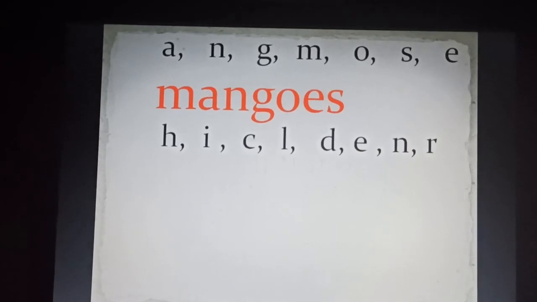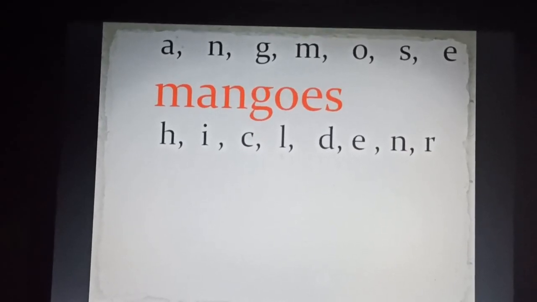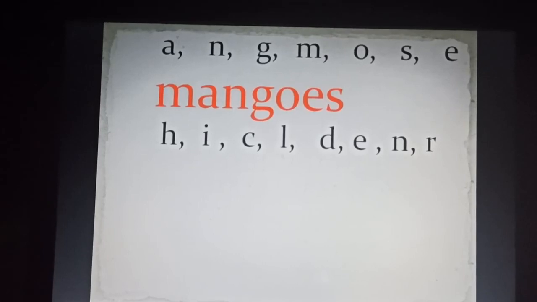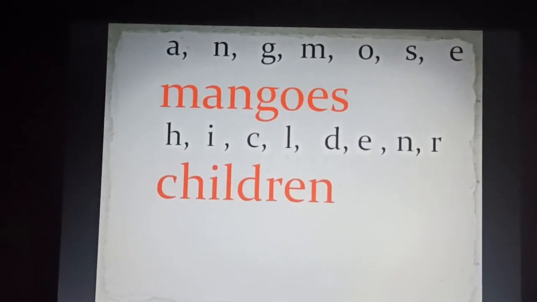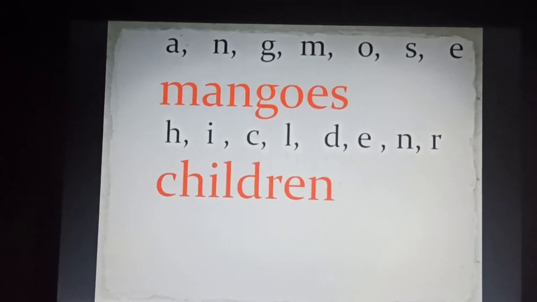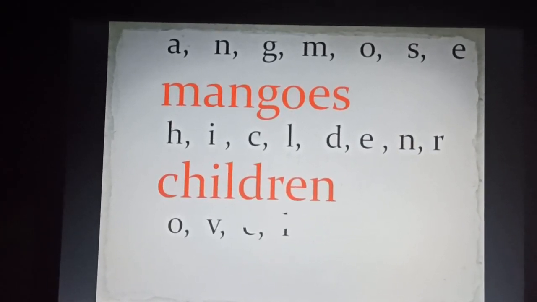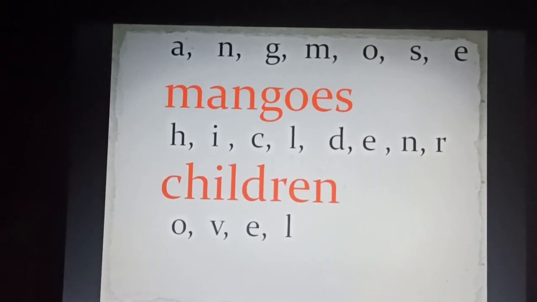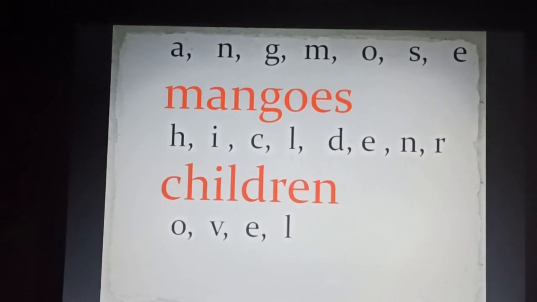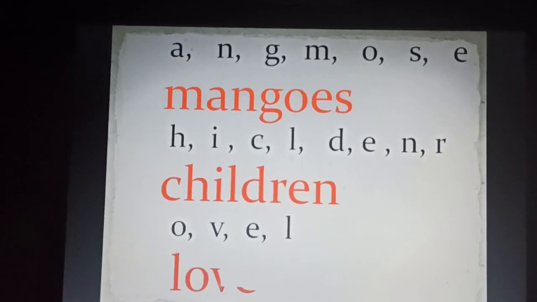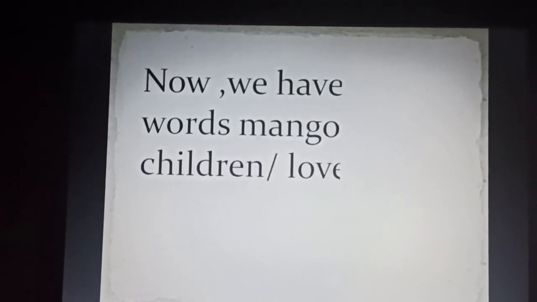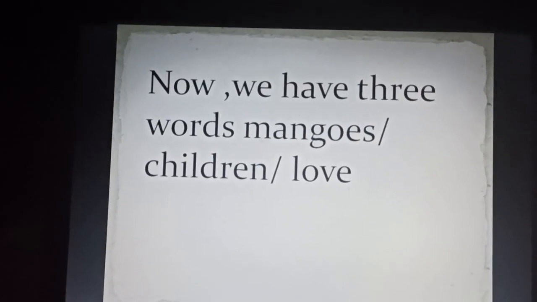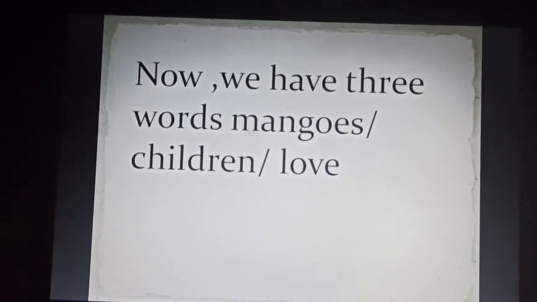Now we will take more letters: H-I-C-L-D-E-N-R. With the help of these letters we will make a word, that is children. C-H-I-L-D-R-E-N. Now I will take more letters, O-V-E-L, and with the help of these letters I will make a word, that is L-O-V-E. So now we have three words: mangoes, children, love.